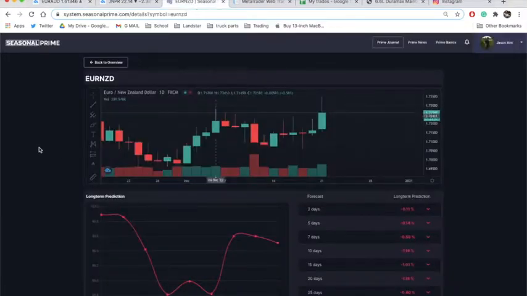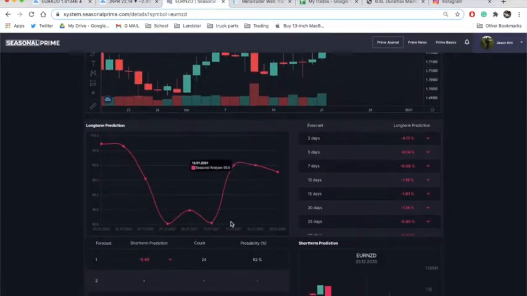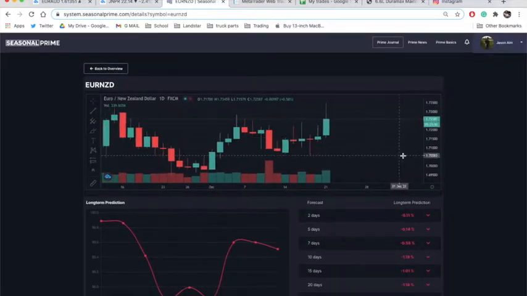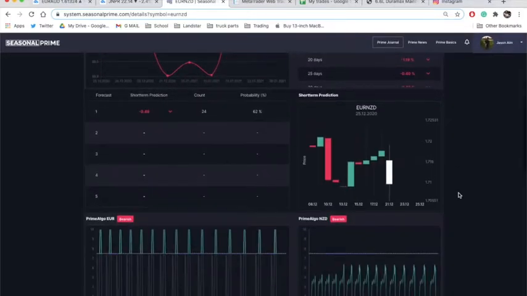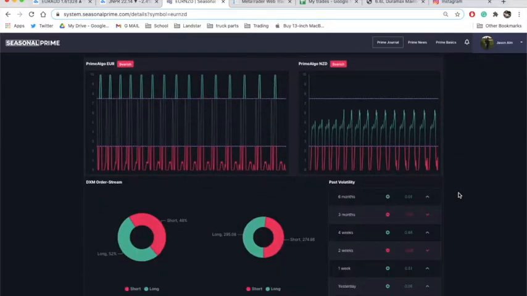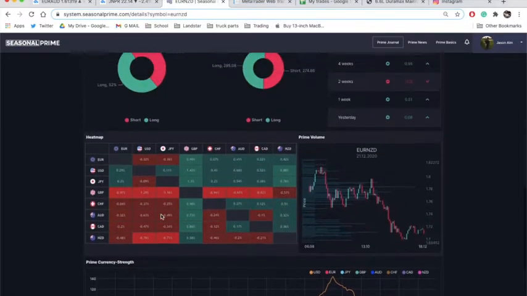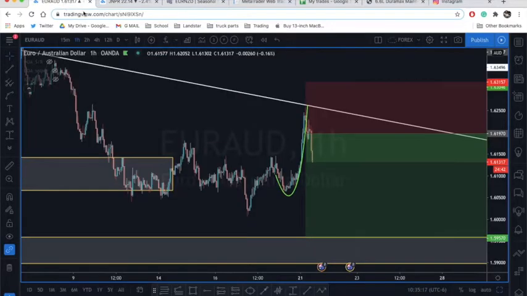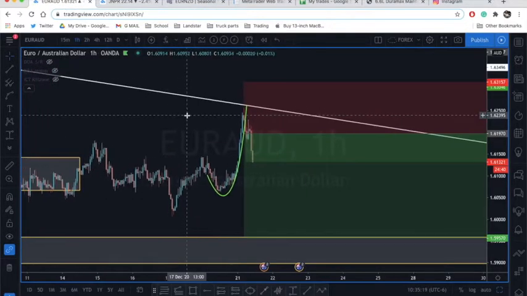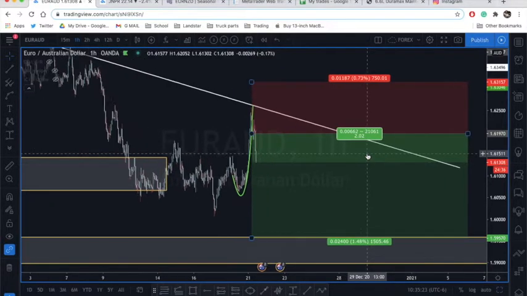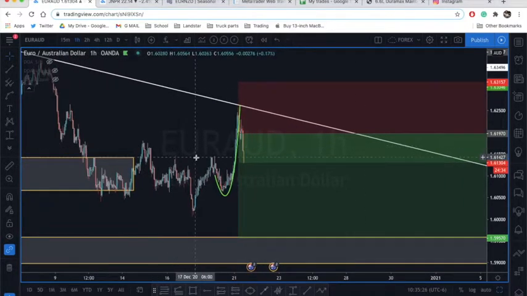Seasonal prime analysis was bearish. This was bearish too. Obviously, it hasn't played out like that, but pretty even on the order stream. So yeah, that was my entry analysis. I'll do a recap once I close the trade, and we'll see if I can get 240 pips out of it or what I do.